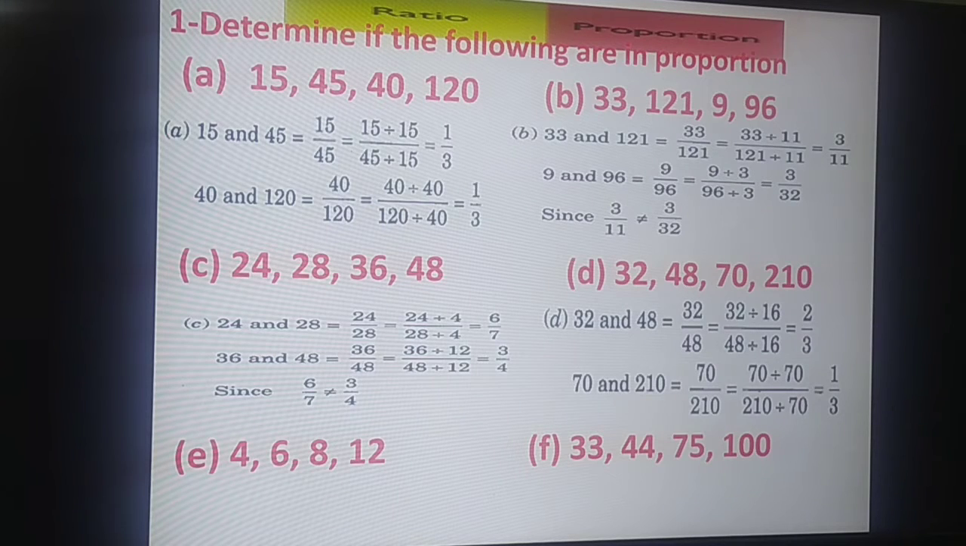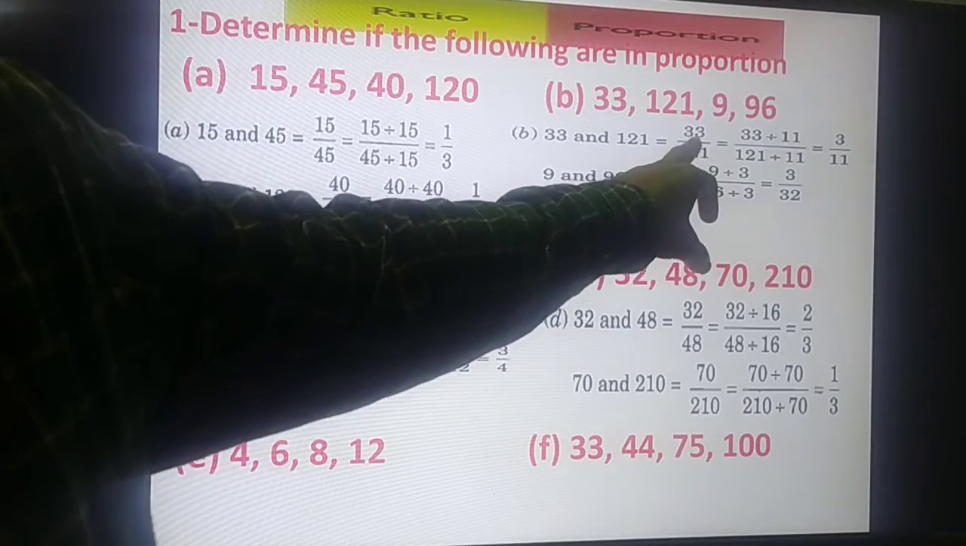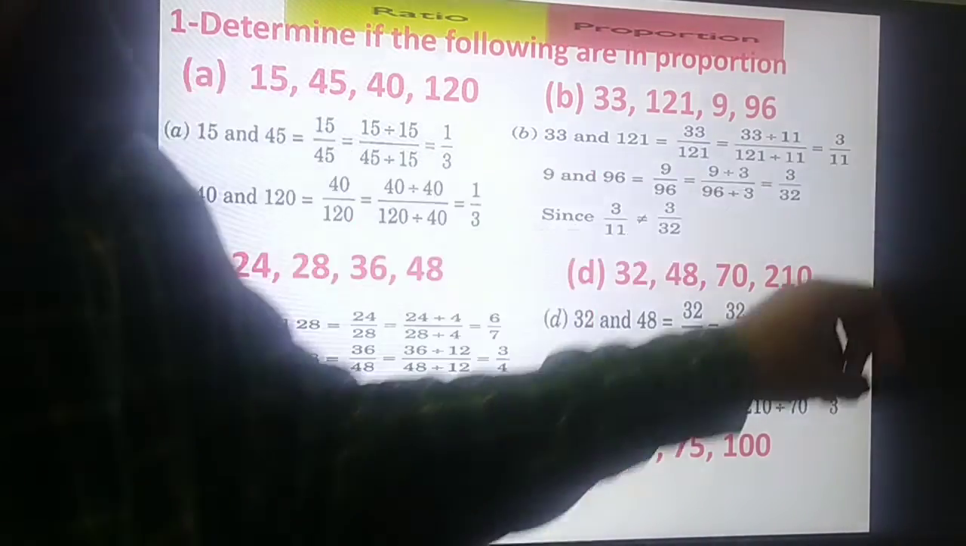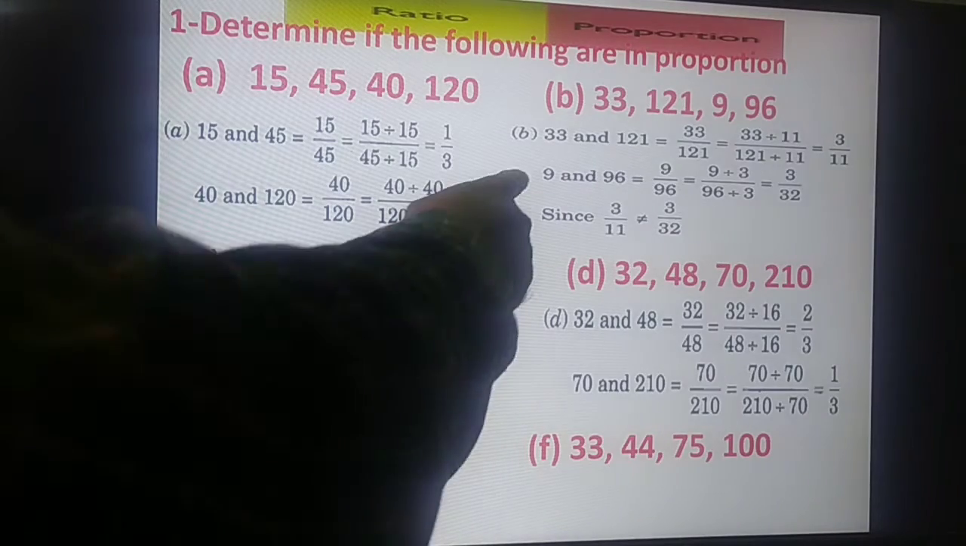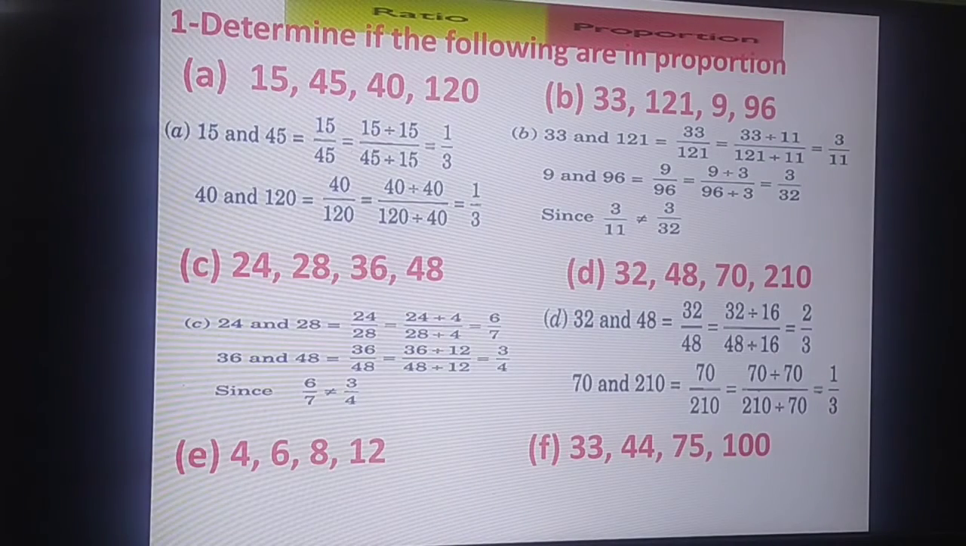Let us take problem number B. This 33 by 121. The HCF of 33 and 121 is equal to 11. So if you divide by 11, that reduces to 3 is to 11. Then 9 by 96. The HCF is 3. If we divide the numerator and denominator by 3, then it gives 3 by 32. So 3 by 11 is not equal to 3 by 32. It means that 33, 121, 9 and 96 are not in proportion.